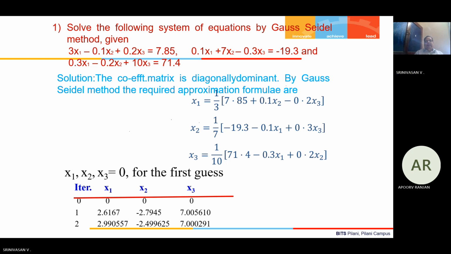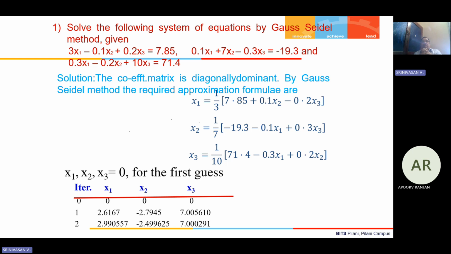Now, let's go for an example. Solve the following system of equations by Gauss-Seidel method. This is a very important topic: solving a system of linear equations by iterative methods, or by indirect methods. To be precise, if you are given the method by which you need to solve, it will be given explicitly, by Gauss-Seidel method or Gauss-Jacobi method. So you are given three equations in three unknowns, x1, x2, x3.